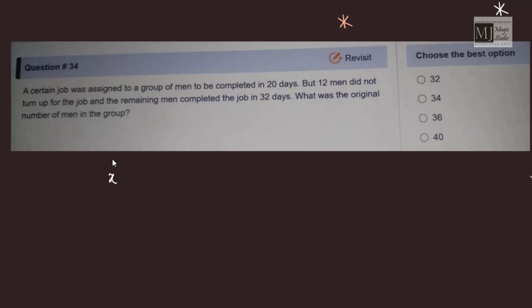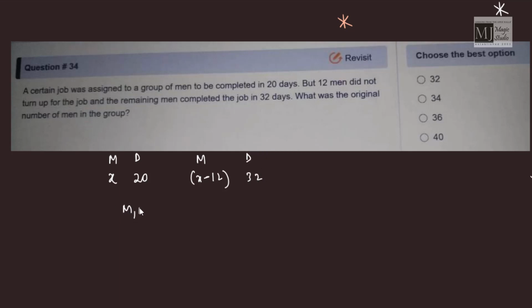Okay, X men were supposed to complete a work in 20 days. But 12 men did not turn up. New men in the group are X minus 12. And the remaining men completed the job in 32 days. What was the original number of men in the group?